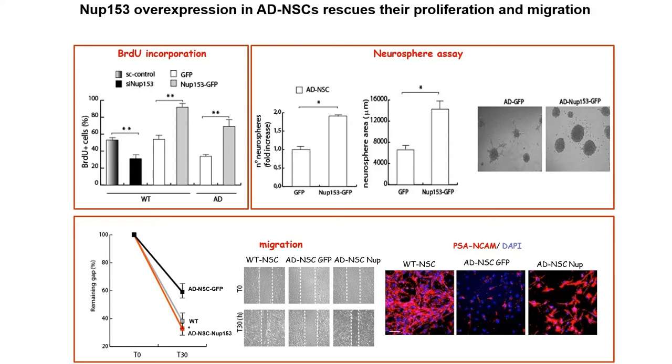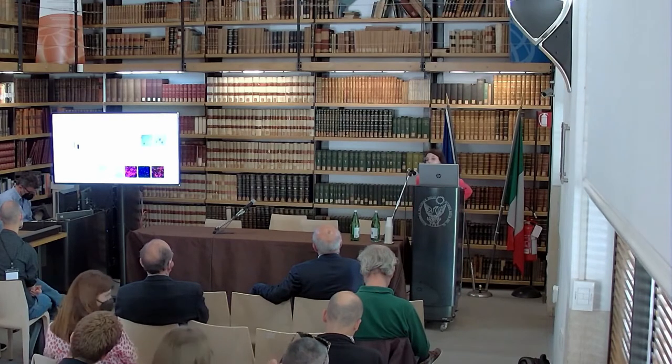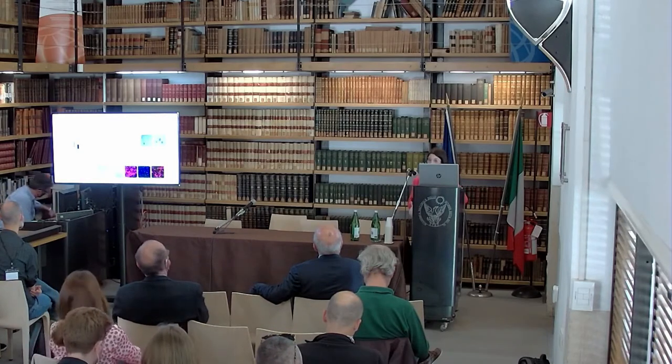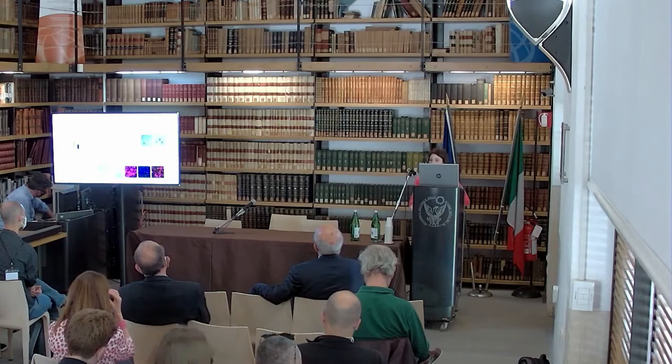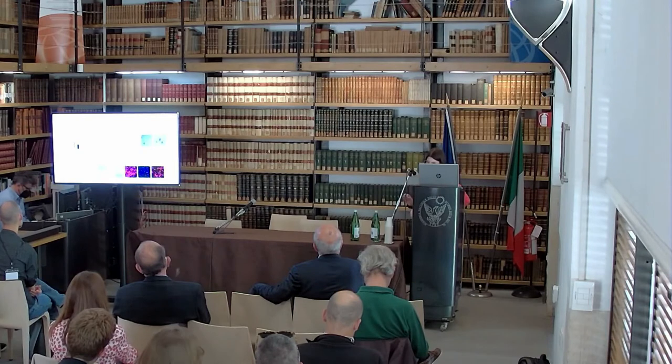Then we analyzed the migration of neural stem cells, since this is important for differentiation. And so we performed a scratch on the plate, and we measured the time for the cells to close the gap. The AD neural stem cells were slower than wild-type, while the migration of AD NUP153 neural stem cells was similar to wild-type ones. Moreover, the immunofluorescence for the modified form of neural cell adhesion molecule displayed very high levels of this protein in wild-type neural stem cells, a lower expression in AD neural stem cells, while the expression of NUP153 recovered levels of PSA-NCAM in AD NUP153 cells.